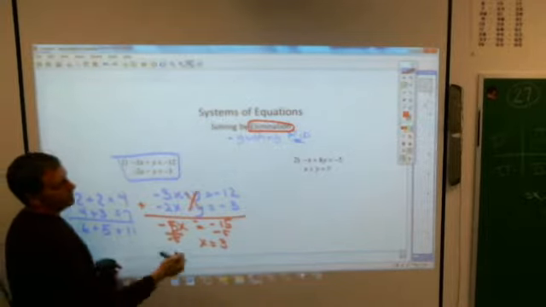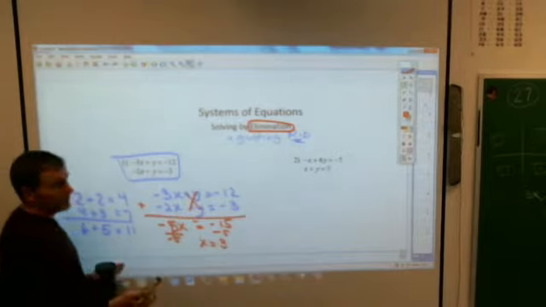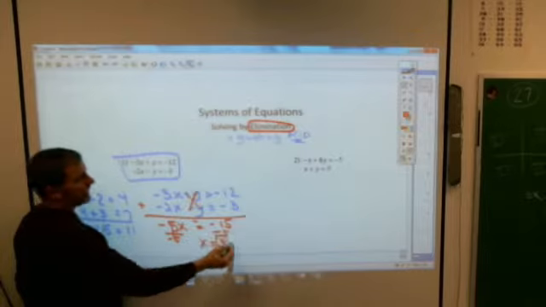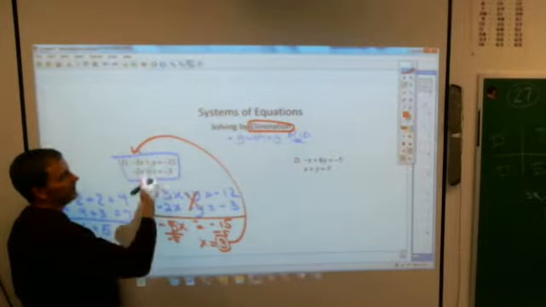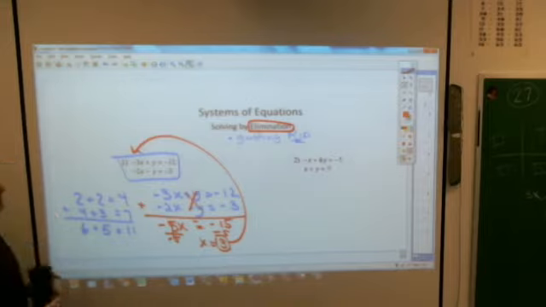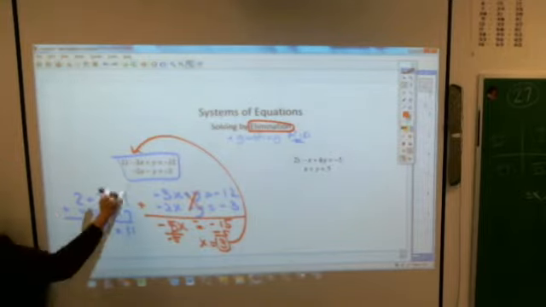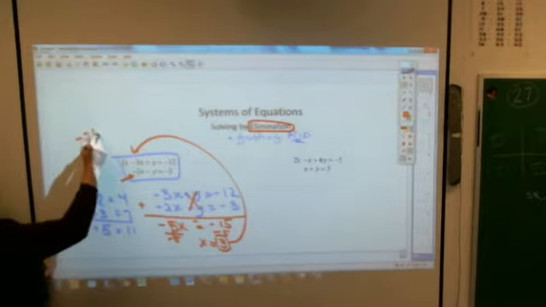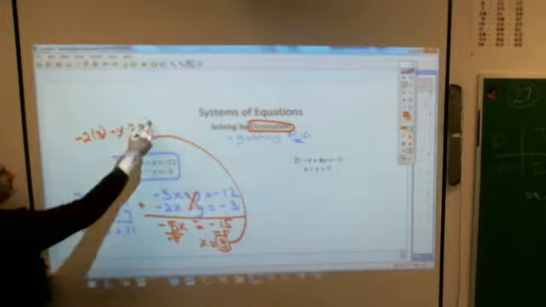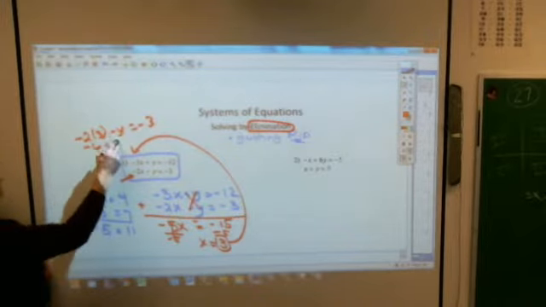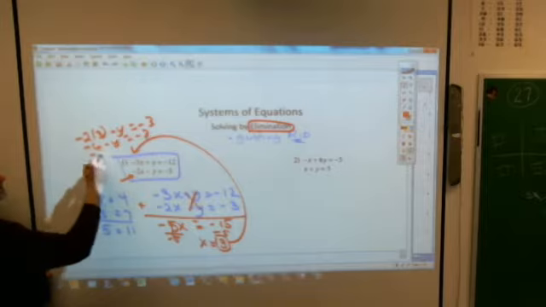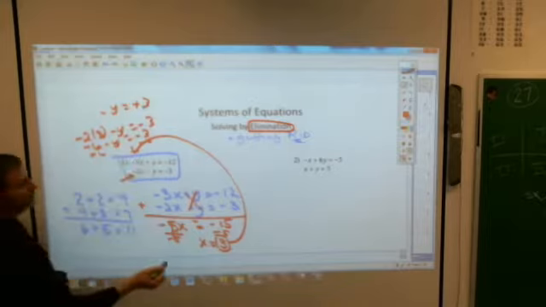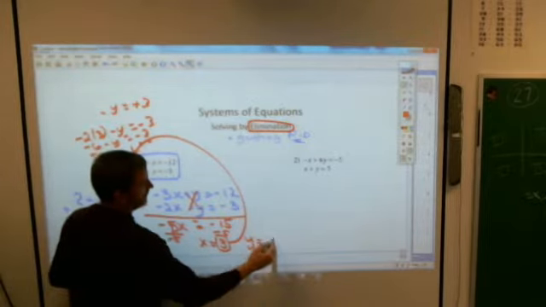x is 3. And once you find out x is 3, here's where it gets a little more tough. You put 3 in for x in either one of these, and you have to find out what y is. It doesn't matter which one. You can pick whichever one you think is easier. I'll pick this one. Negative 2 times x, which was 3, minus y equals negative 3. Negative 6 minus y is negative 3. Add 6. I get negative y equals positive 3. So y equals negative 3.